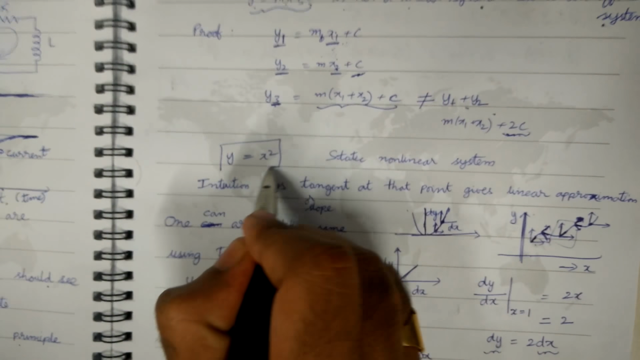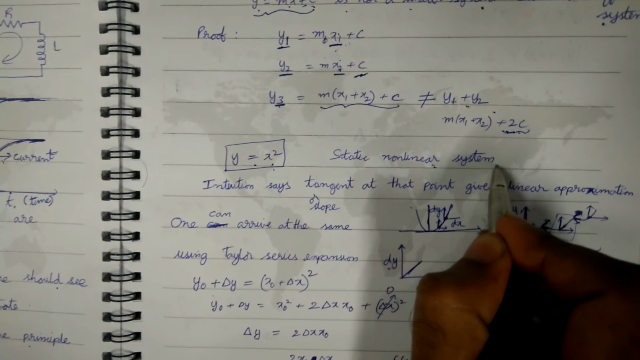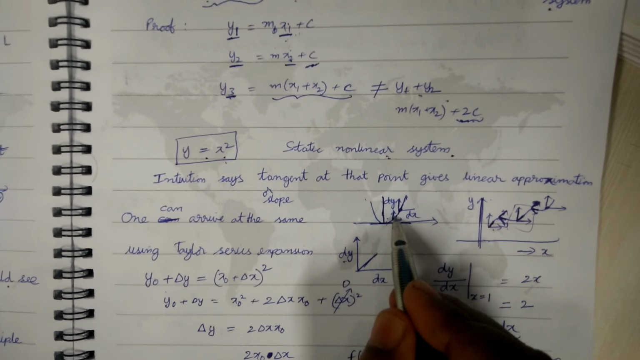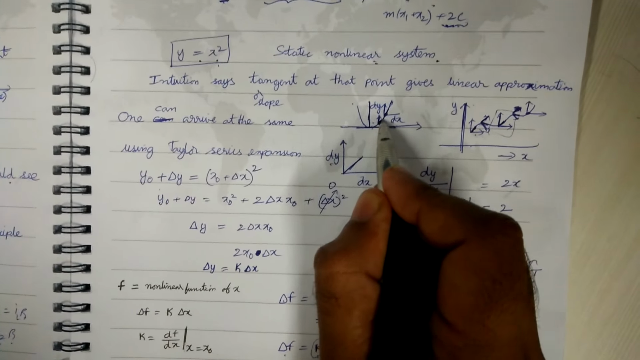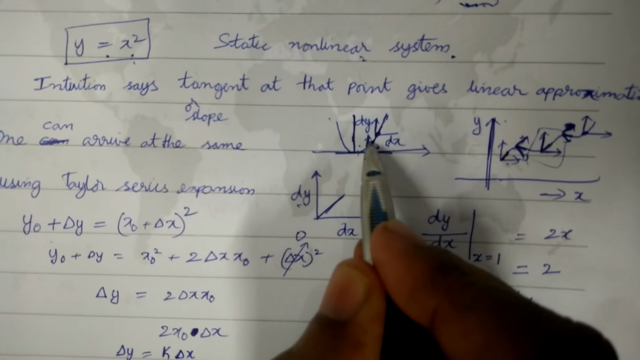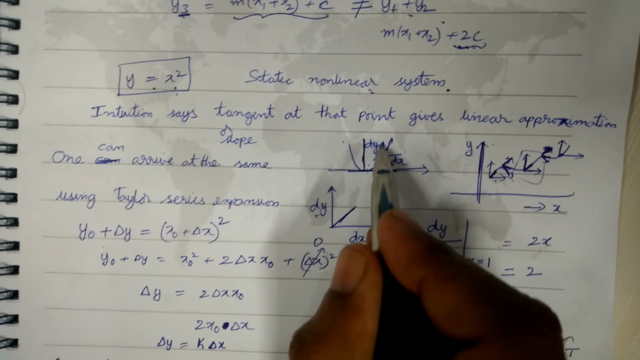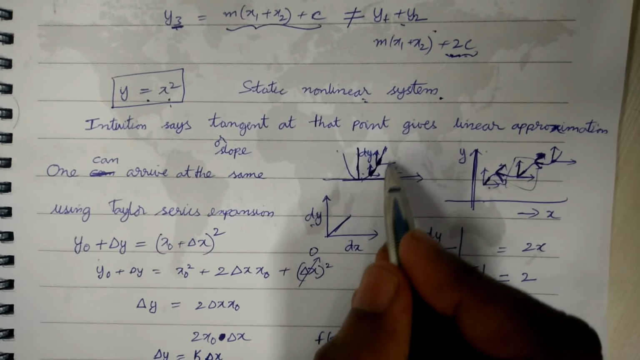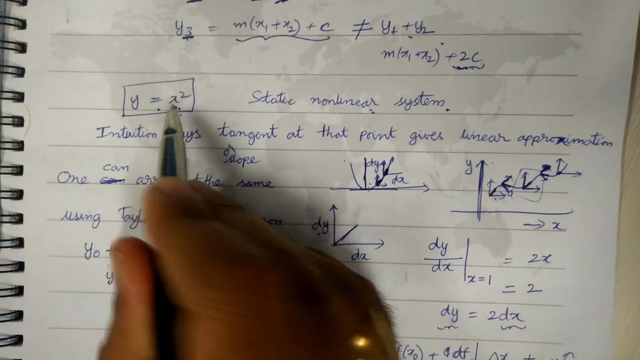Consider a static nonlinear system y = x². It is a static nonlinear system. For such a system, intuition says that differentiation at a particular point, or the tangent at a particular point, gives the linear approximation at that point. So at different points, the slope will be different, and that is a linear approximation of that system or that equation.